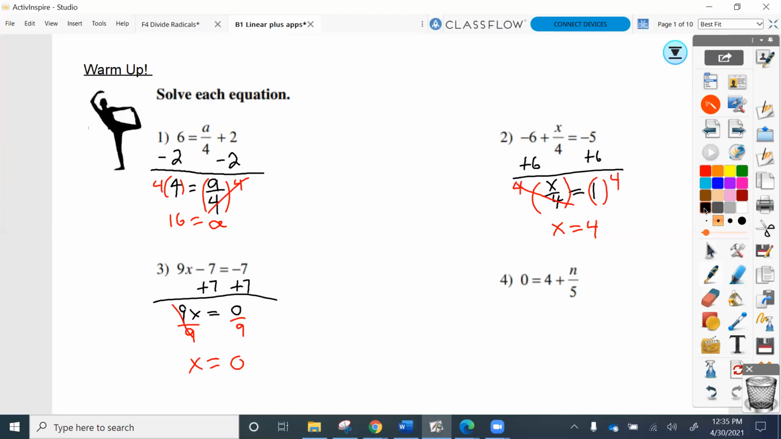And this last little warm up, if we subtract 4 from both sides, we'll get -4 is equal to n over 5. So we want to get rid of the 5, so it's division. So inverse operation would be multiplication. So you multiply both sides of the equation by 5 to get -20 is equal to n, since those 5's cancel out. All right, so that's just a little linear equation warm up for you.